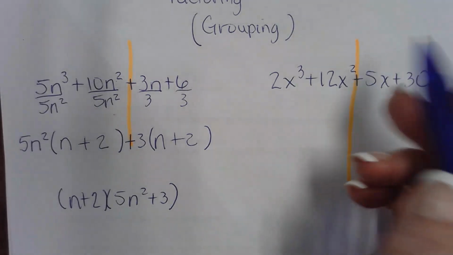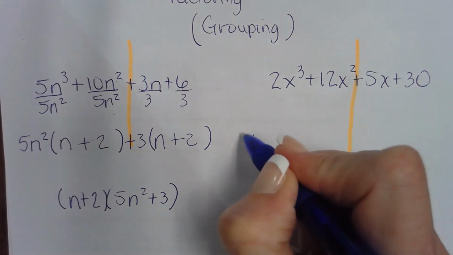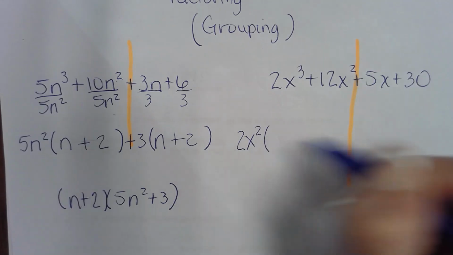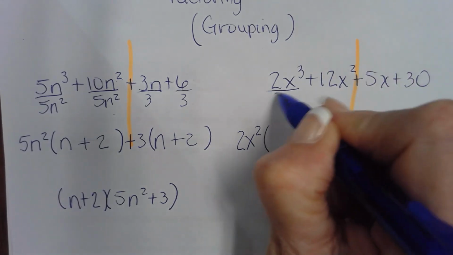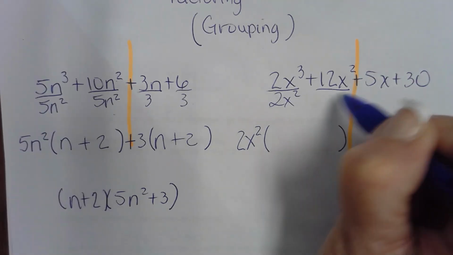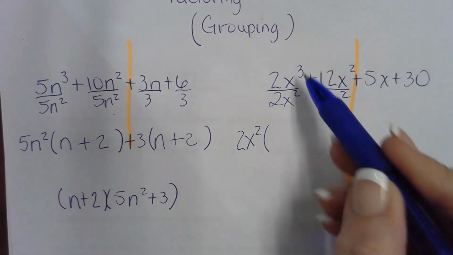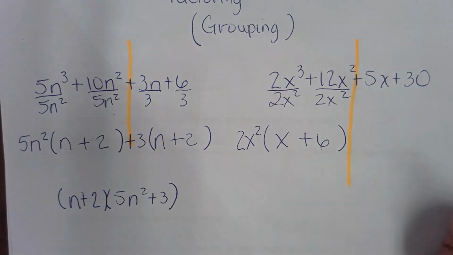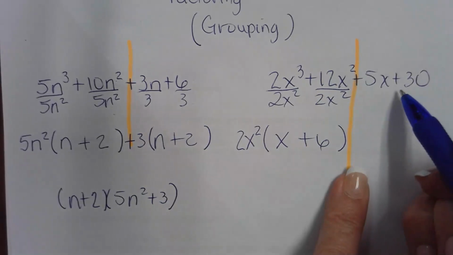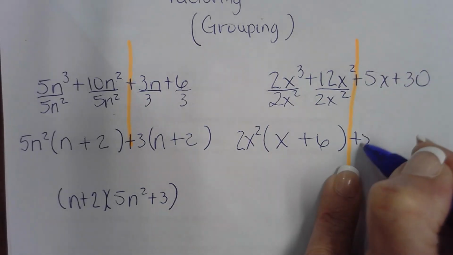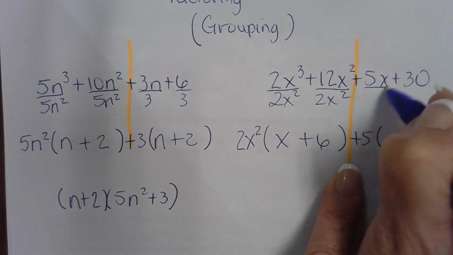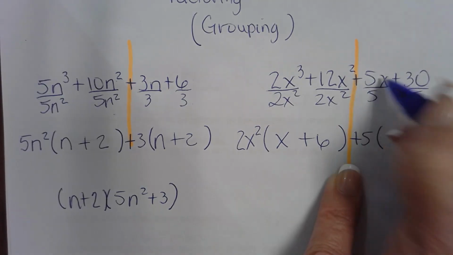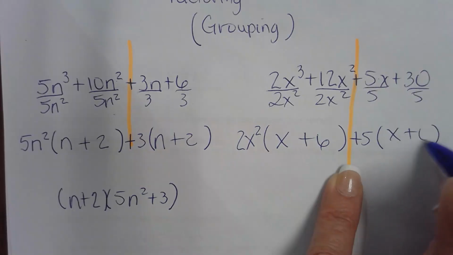Greatest common factor between these 2 terms is 2x squared. So I divide by 2x squared. Here I end up with an x. Here I end up with a plus 6. Okay, here my greatest common factor is a 5. So when I divide by 5, I get an x plus 6.